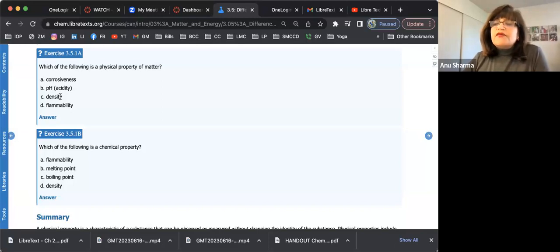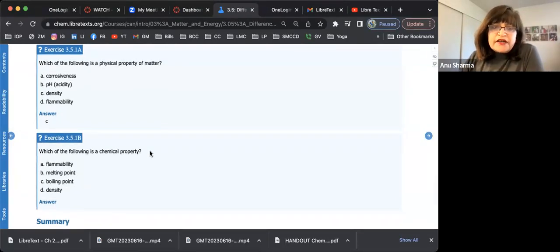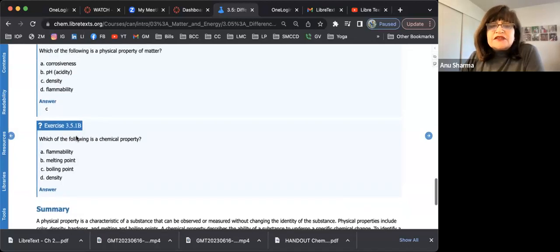Density is very simple: whether something is light or heavy, whether something will float on water or whether it will sink in water. That relates to the density. So the physical property is density. You should be able to look at these properties and identify their physical and chemical characteristics. Okay. So the next exercise problem is, which of the following is a chemical property?